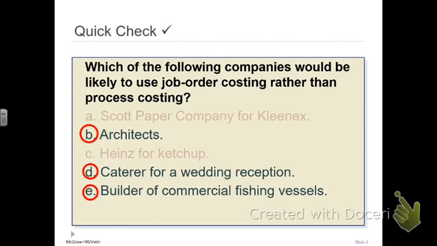I already talked about lawyers' offices and architect offices. Every building design is going to be different. Catering for a wedding reception: every wedding reception is going to be different and have different costs. The builders of commercial fishing vessels are all going to have different criteria and different things added. On the other hand, Heinz ketchup, which is not job order costing but process costing, every jar coming off the assembly line looks exactly like the one before it and the one after it.